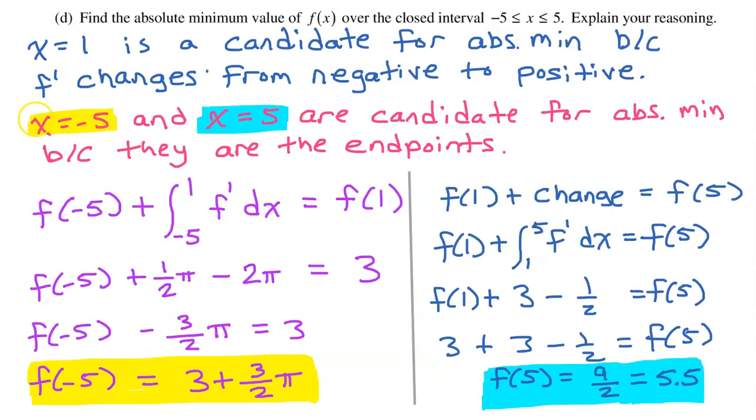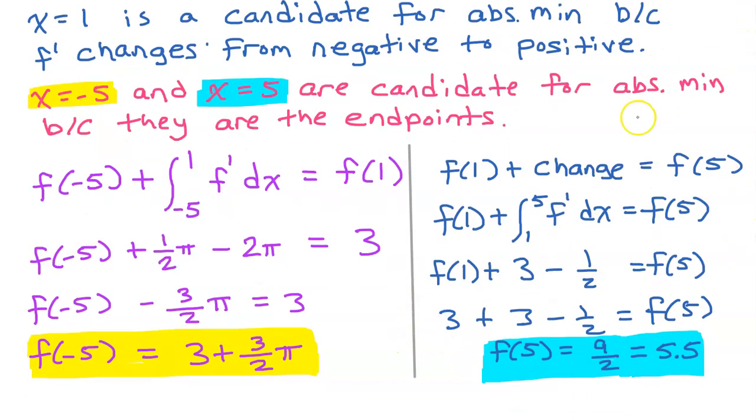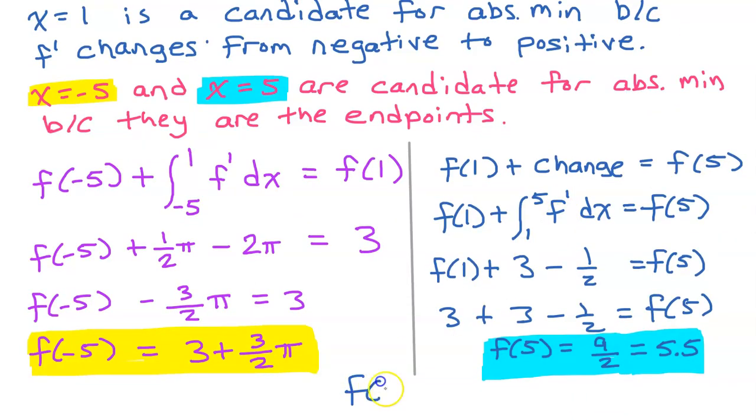Let's wrap this up. In the beginning, we found three candidates, which were possible locations of the absolute minimum: x equals 1, x equals -5, and x equals +5. We did our calculations and we found that f at -5 is 3 plus 3 over 2 pi. F at 5 is 9/2, which equals 5.5. And in the setup of the problem, we were given that f at 1 is equal to 3.